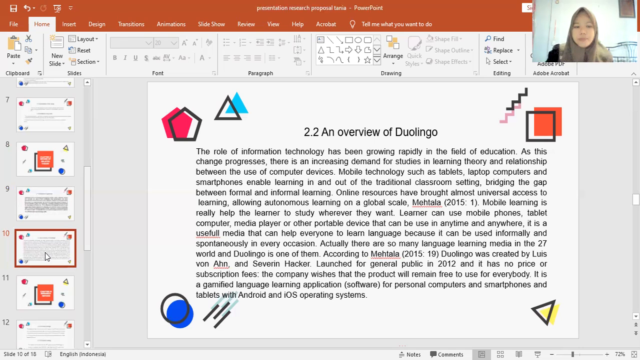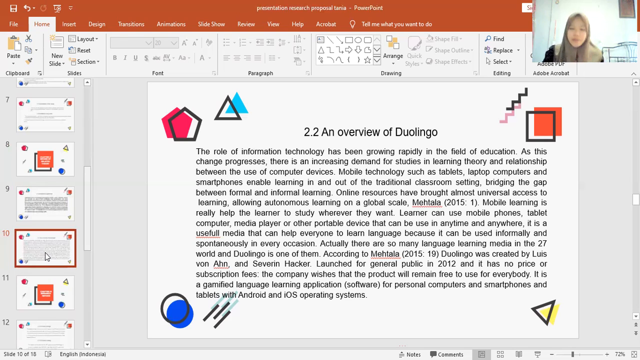As this change progresses, there is an increasing demand for studies in learning theory and the relationship between the use of computer devices. Mobile technologies such as tablets, laptop computers, and smartphones enable learning in and out of the traditional classroom setting, bridging the gap between formal and informal learning. Online research has brought almost universal access to learning, allowing autonomous learning on a global scale.